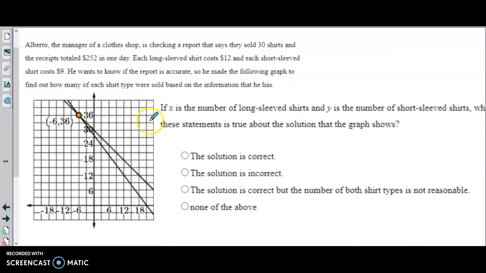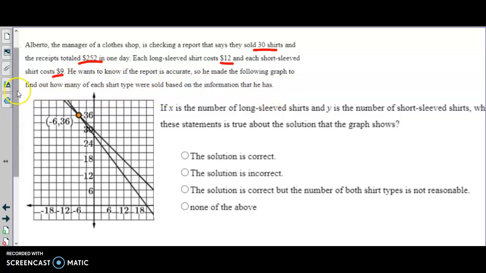And then for the next one, it says, Alberto, the manager of a clothing shop, is checking a report that says they sold 30 shirts and the receipts totaled $252 in one day. Each long sleeve shirt cost $12 and each short sleeve shirt cost $9. He wants to know if the report is accurate.